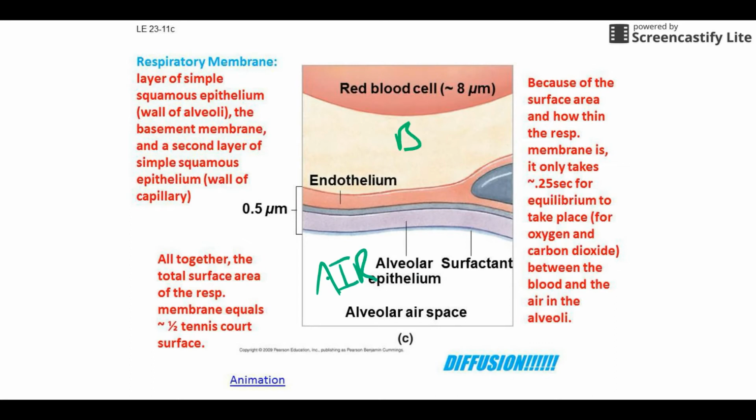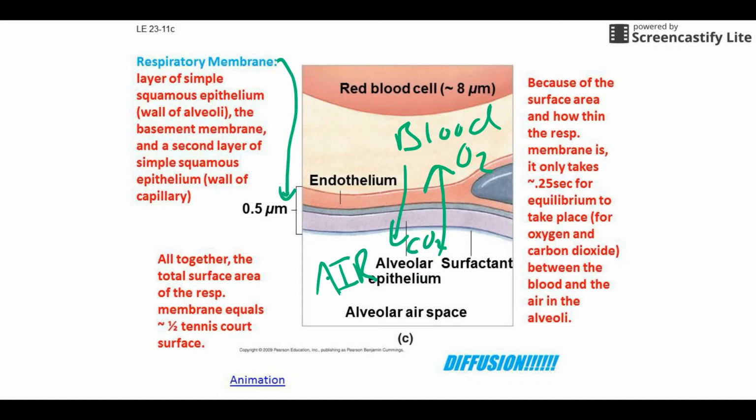All right. So here is the air on this side, and here's the blood. What has to happen here is diffusion. Just like we talked about in class, we need oxygen to diffuse this way, and we need CO2 to diffuse out. If we get that, then we've done what we're supposed to do in there. This little chunk right here is called the respiratory membrane.